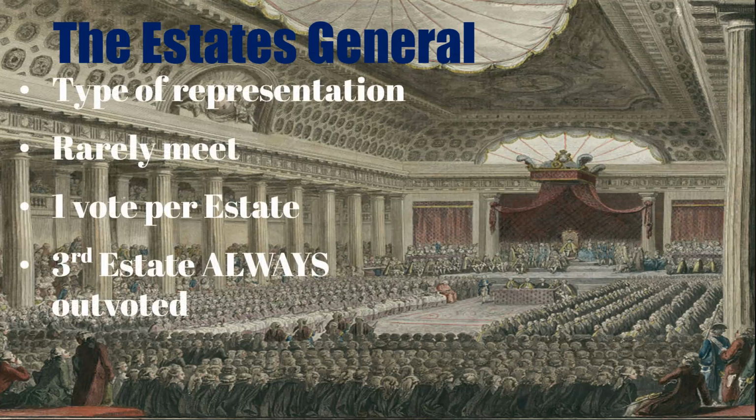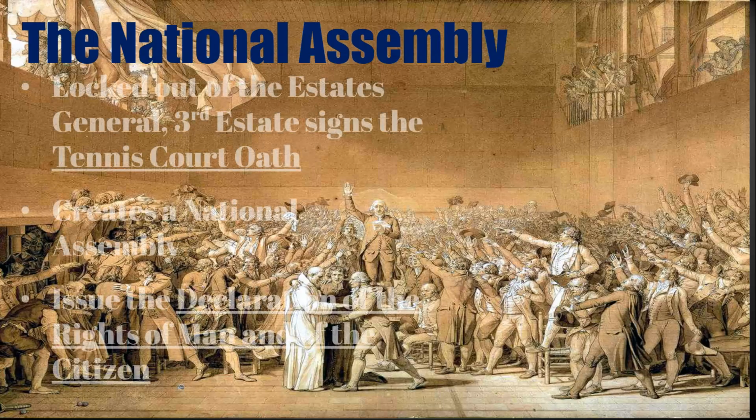So the Estates-General is an existing type of representation that the French people had to voice their opinion, but there were some problems with it. They rarely met. They had roughly only one vote per estate, and the Third Estate was always outvoted because the First and the Second Estate made up a majority compared to the rest. So this created a problem in terms of the Third Estate feeling like they had representation.